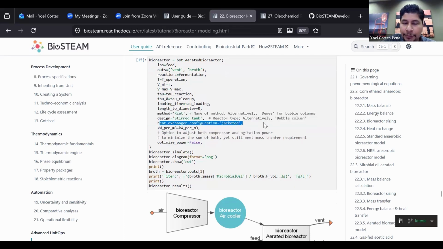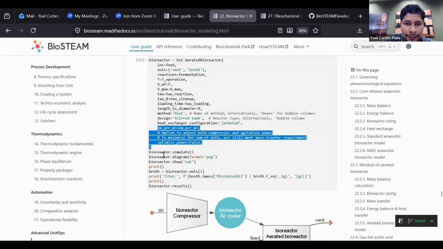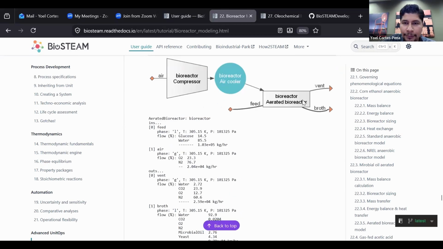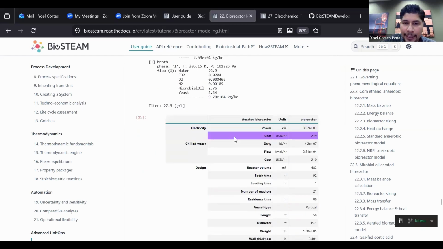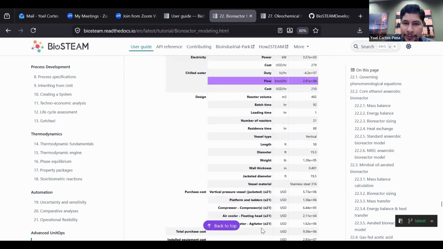What type of heat exchanger? We could have also done an external heat exchanger, and so on. And this is what the aerated bioreactor kind of looks like. We have the compressor, the air cooler, and the bioreactor itself with our mass and energy balance and our full detailed outputs.